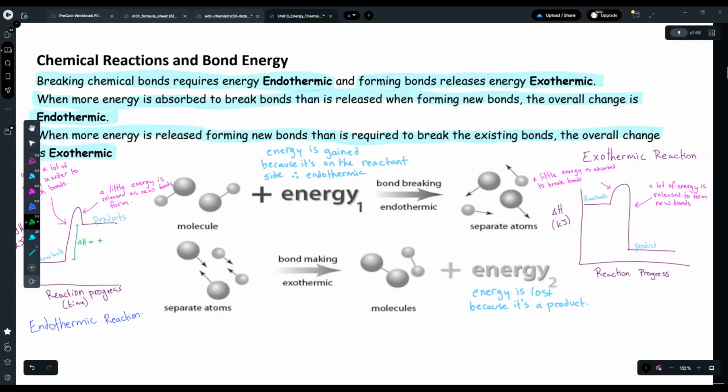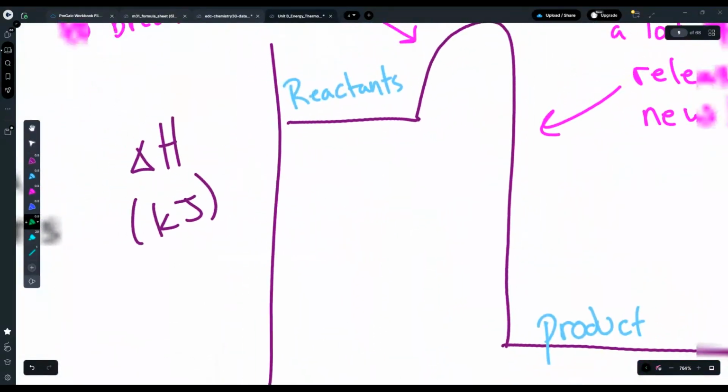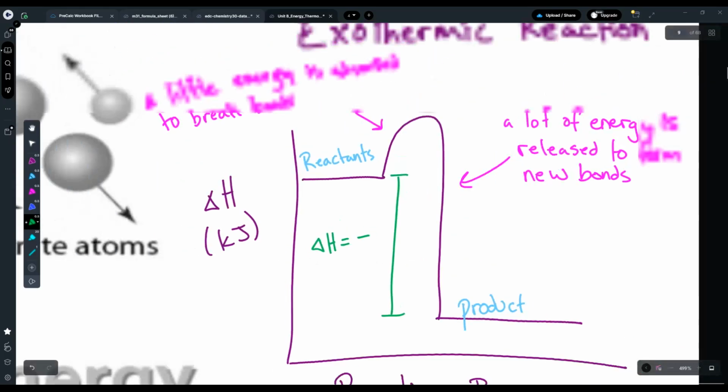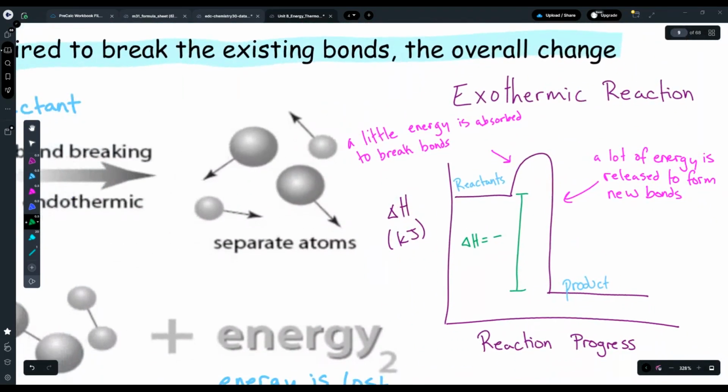Actually, before we move on, just going to add in here. For exothermic reactions, your change in enthalpy is always going to be negative. Notice here for exothermic reactions, your products are always going to have less energy than your reactants. So you should know the general shapes of both exothermic and endothermic potential energy diagrams.